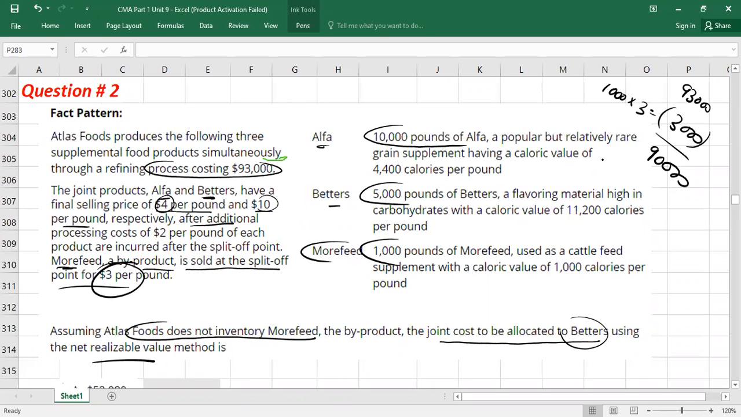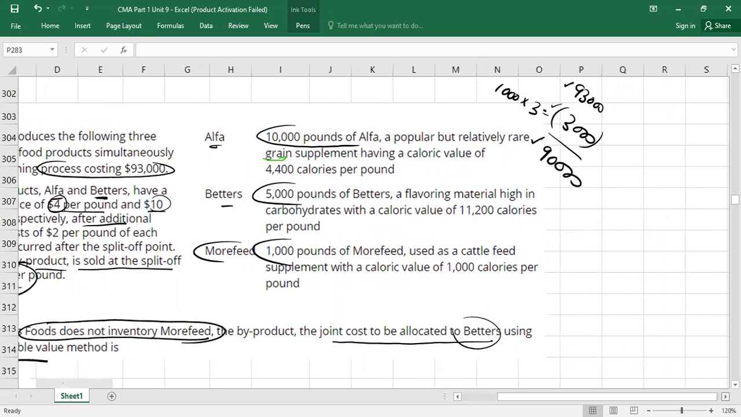Now I have a question. Should we allocate 93 or 90? Because common cost was 93. Recovery through the sale of byproduct is 3,000. Net common cost is what? 90. Should we allocate 93 or 90? 93, because more feed is not inventorized. 93 we will allocate. So we have to allocate 93,000.